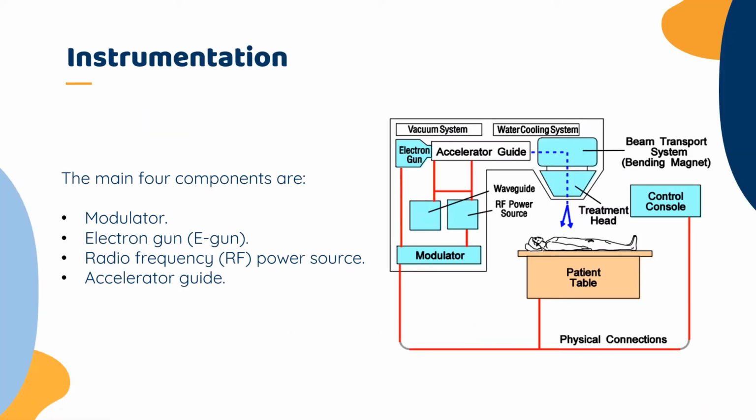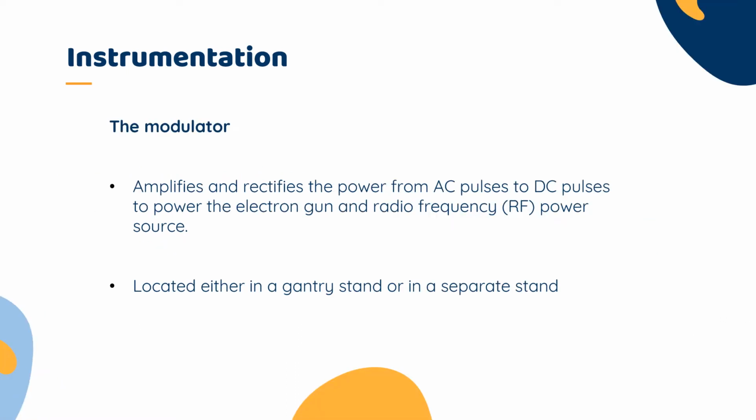The instrumentation of the LINAC. As can be seen in the picture, there are four main components of the LINAC. The components are the modulator, electron gun or E-gun, radio frequency power source, and accelerator guide. The modulator amplifies and rectifies the power from AC pulses to DC pulses to power the electron gun and radio frequency RF power source with high voltage and high current pulses. The modulator is located either in gantry stand or in a separate stand.